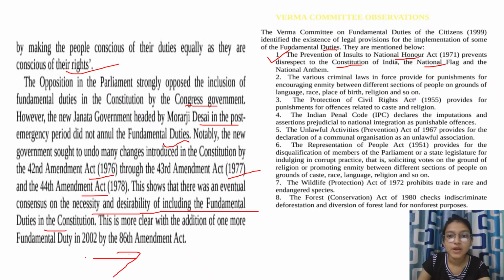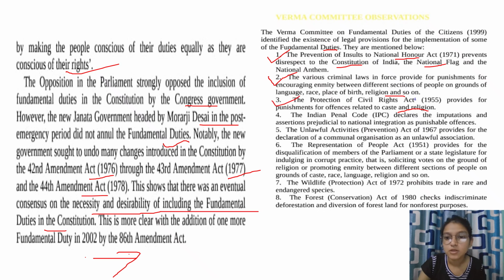The various criminal laws in force provide for punishment for encouraging enmity between different sections of people on grounds of language, race, place of birth, religion, and so on. For this also we have a particular act. If you try to make people fight based on different cultures, then also you will be punishable. The Protection of Civil Rights Act 1955 provides for punishment for offences related to caste and religion.